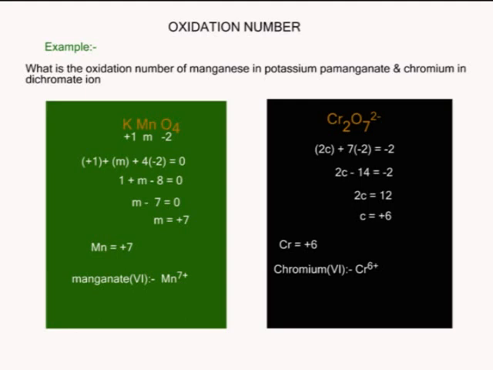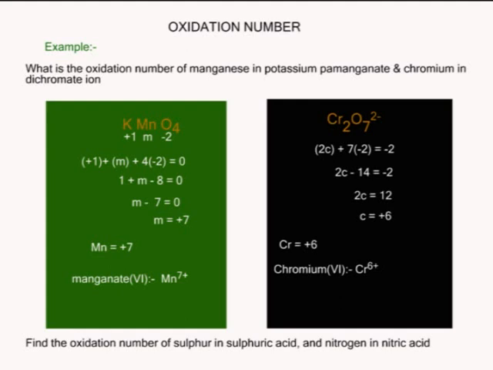Now, in your own time, find the oxidation number of sulfur in sulfuric acid and nitrogen in nitric acid.